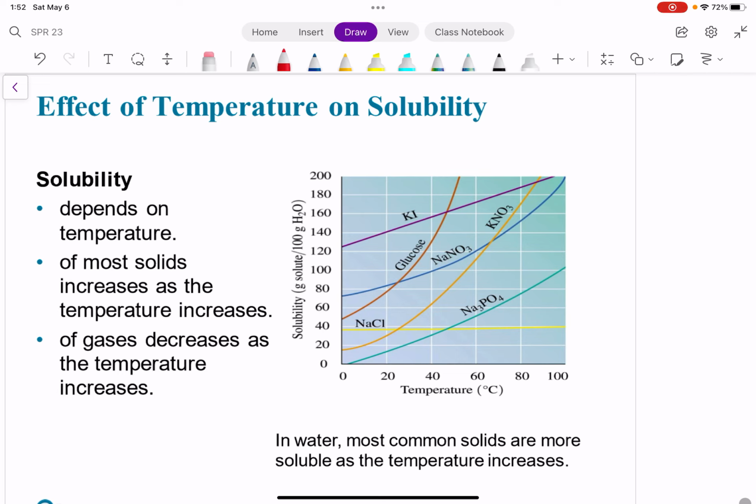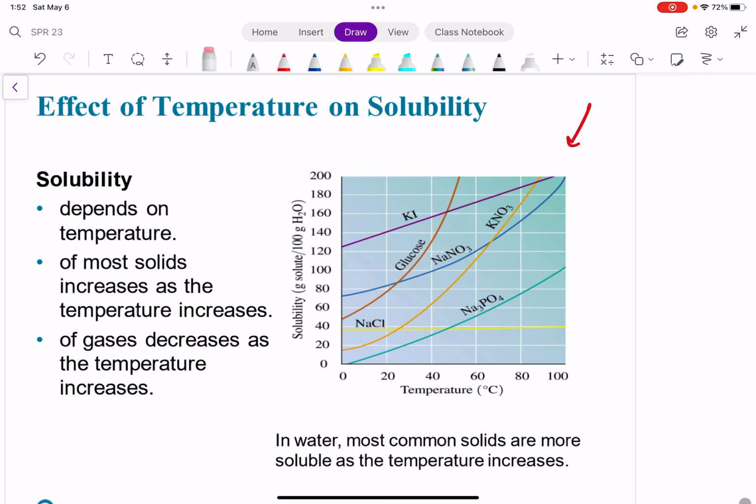Whereas with gases, it's actually the opposite. As we increase the temperature of our solution, the solubility of our gas, the amount of gas that can dissolve in that solution, actually decreases. So if you look at this graph over here, this is specifically looking at water.